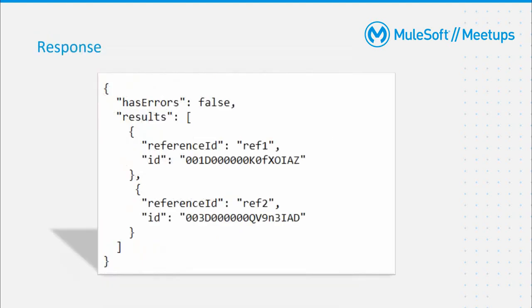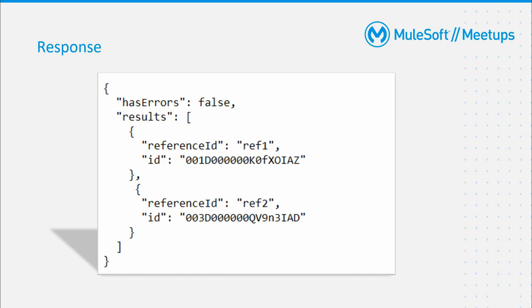A response would be something like this. It has an error flag, true or false, depending on whether you are getting an error or all successful. Results will be some requests based on the reference ID, and if one failed, it will have your messages as well.